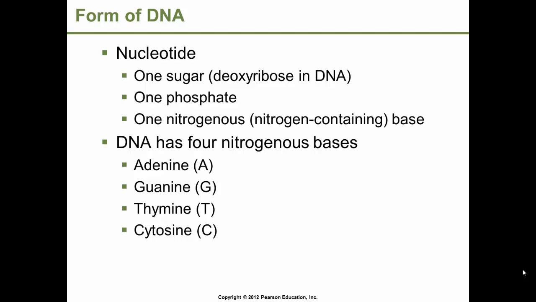In DNA, the nucleotide consists of a sugar, deoxyribose, a phosphate, and one of the 4 nitrogenous bases listed below. The nitrogenous bases in DNA are adenine, guanine, cytosine, and thymine. Adenine is represented with a capital A, guanine with a capital G, cytosine with a capital C, and thymine with a capital T.